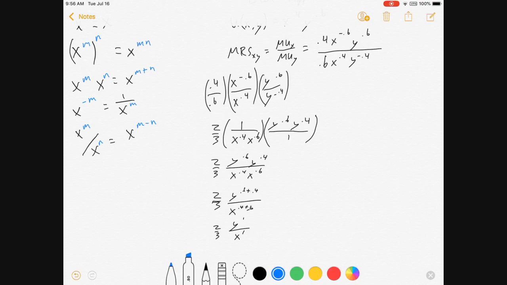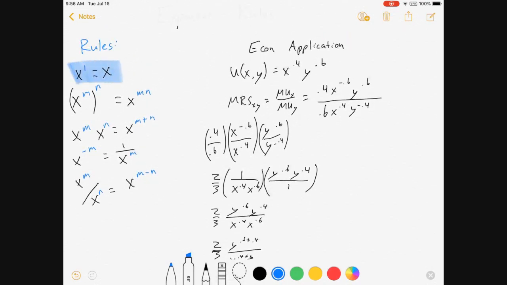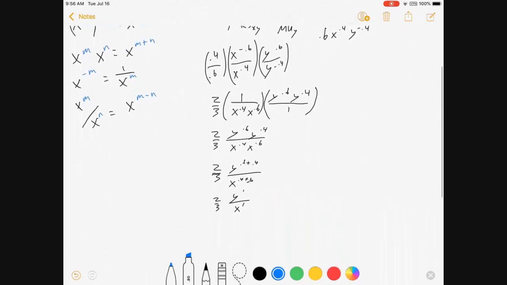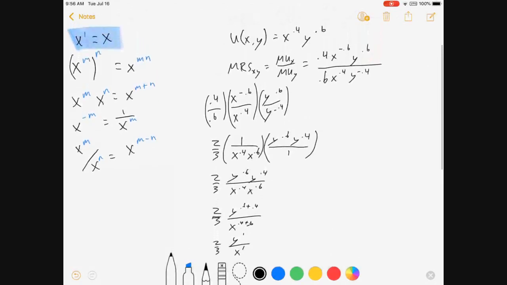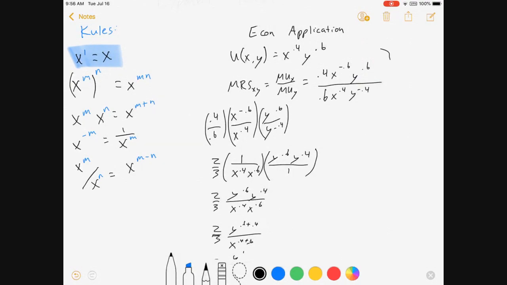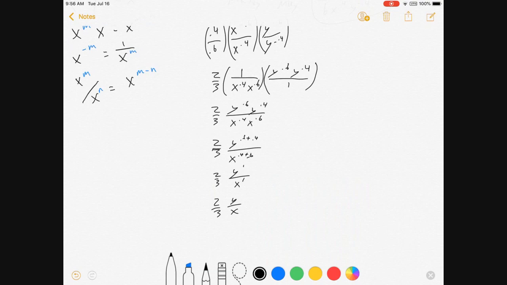And now I can take advantage of this rule, that is just 2/3 y over x. And so using my exponent rules, I was able to simplify something big and ugly like this to something much more easy to work with like that.